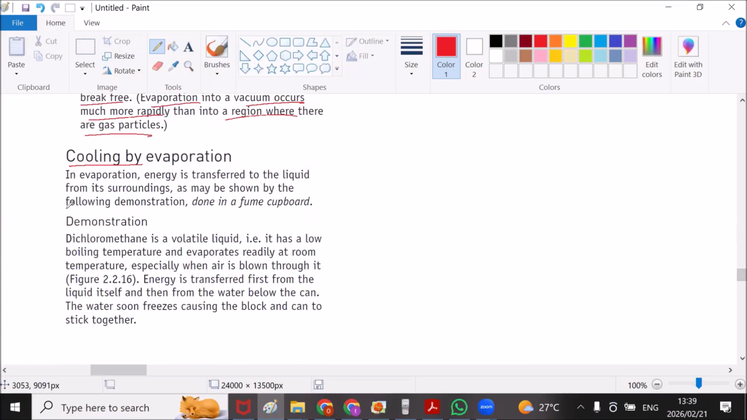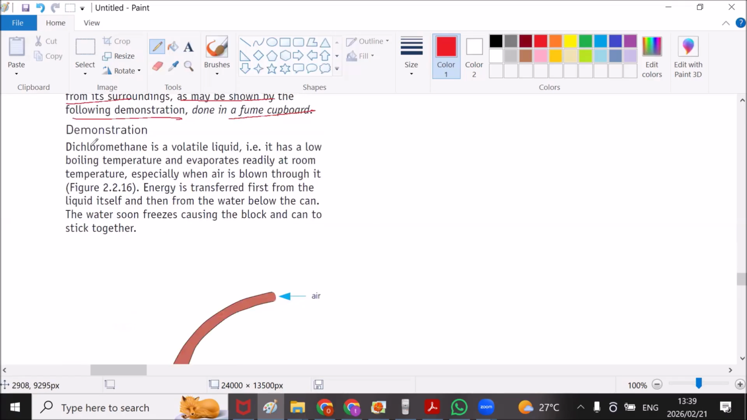Cooling by evaporation. In evaporation, energy is transferred to the liquid from the surroundings, as may be shown by the following demonstration done in a fume cupboard. So the experiment goes like this. Dichloromethane is a volatile liquid. It has a low boiling temperature and evaporates readily at room temperature, especially when air is blown through it.